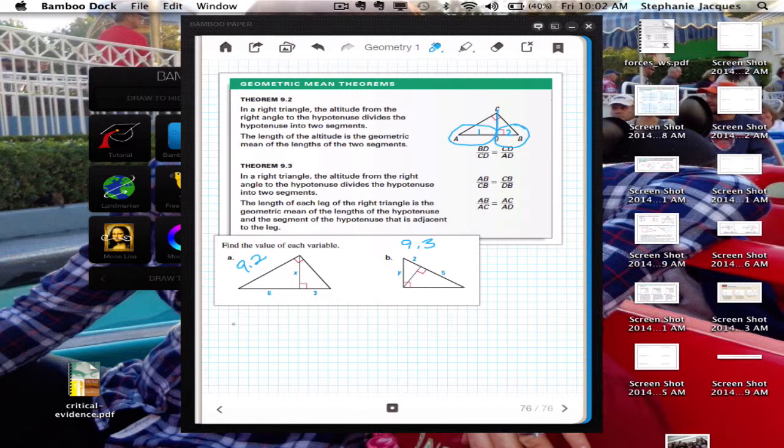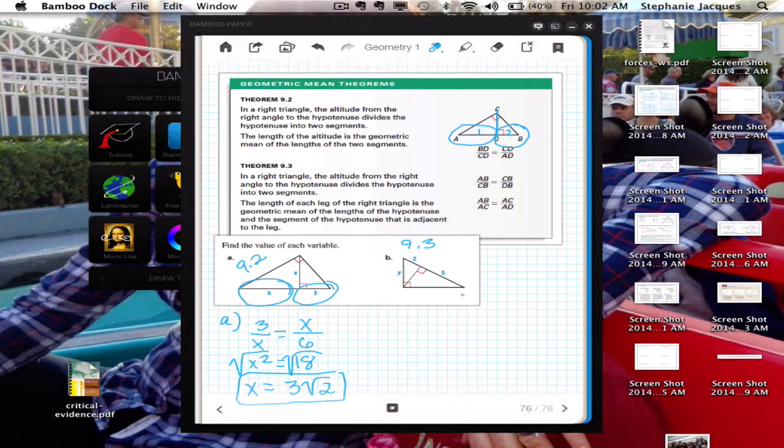So let's do A together. When we do this one, it's dividing the hypotenuse into two segments. We have 3 and 5, and then our height is x. So we start with one of our segments, 3, over our height, x, and then we put our height again, x, over our other segment length, 5. And then we solve for it. So we have x squared equals 15. And then you do the square root, and x is going to equal the square root of 15.